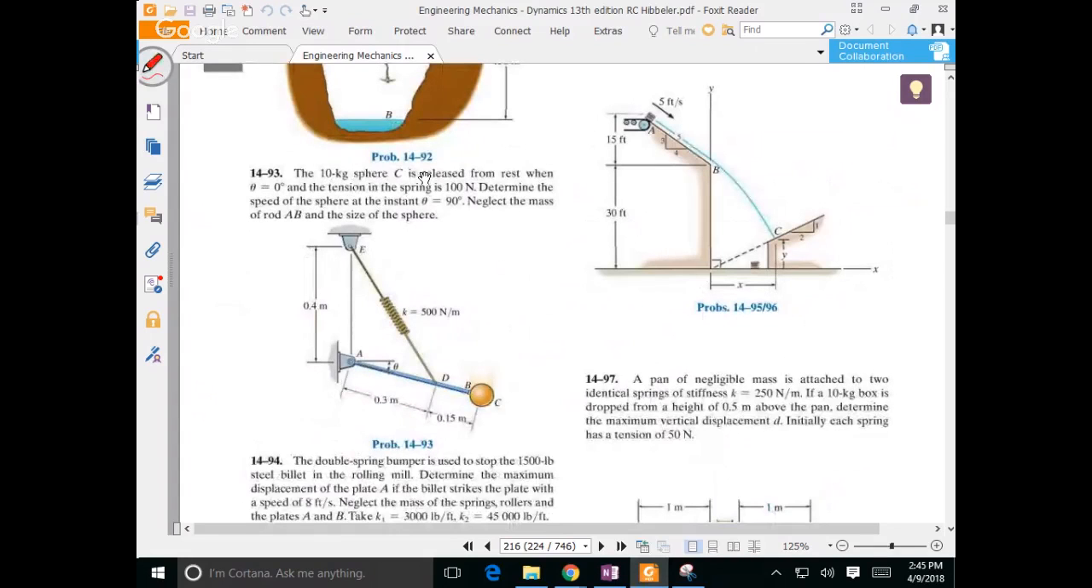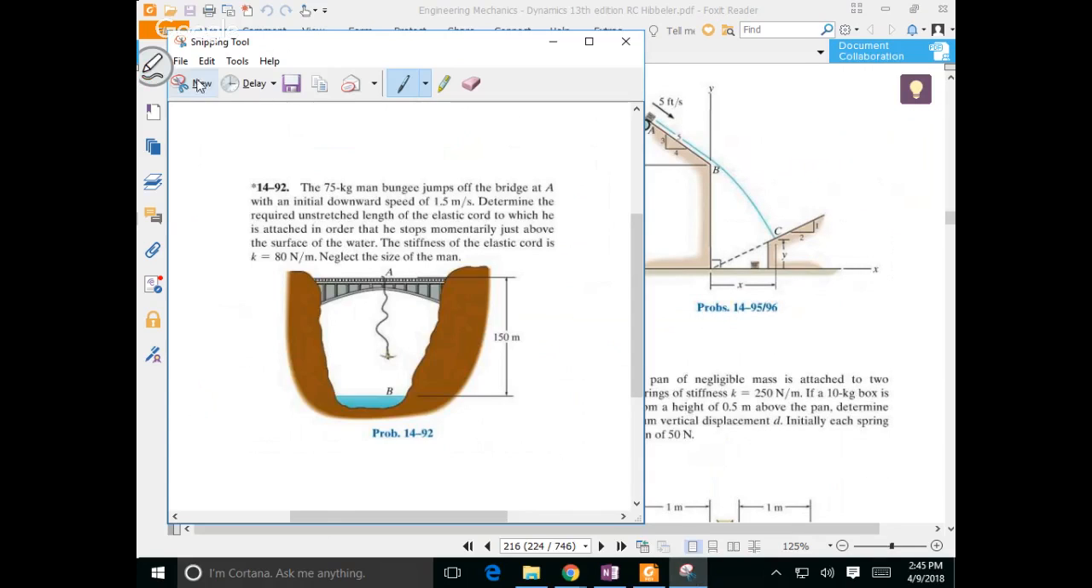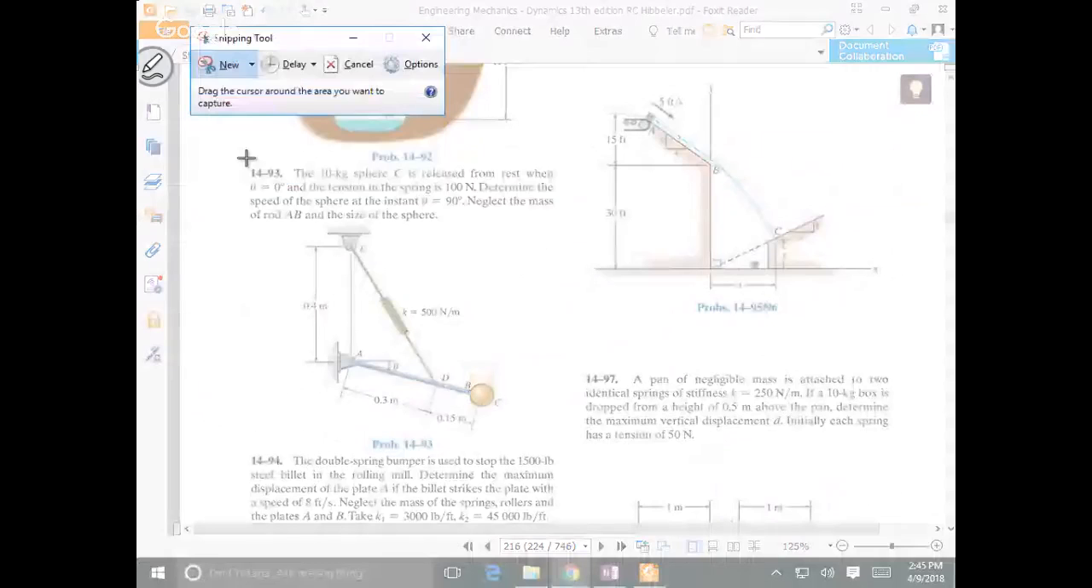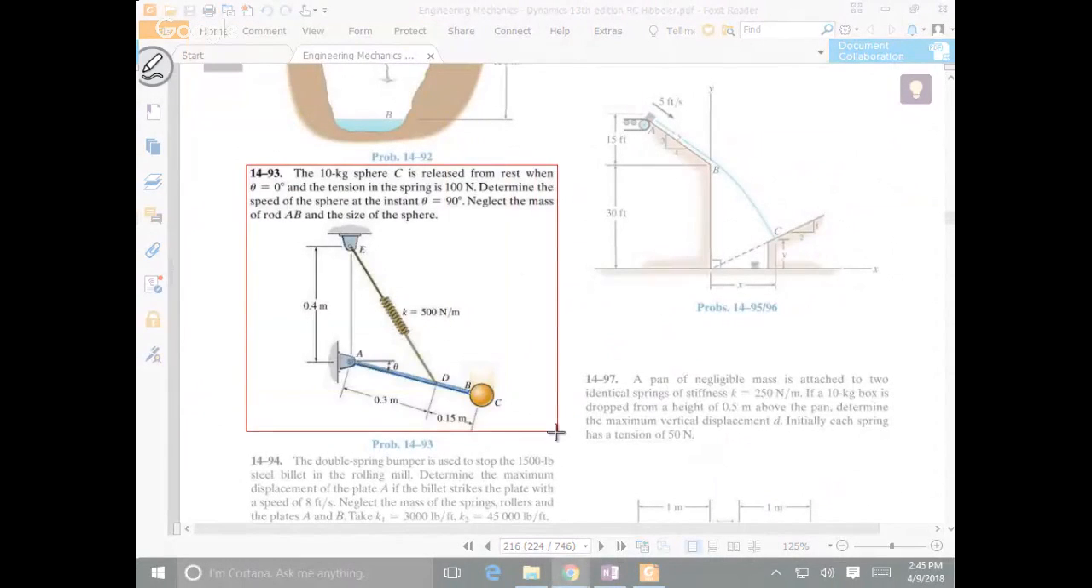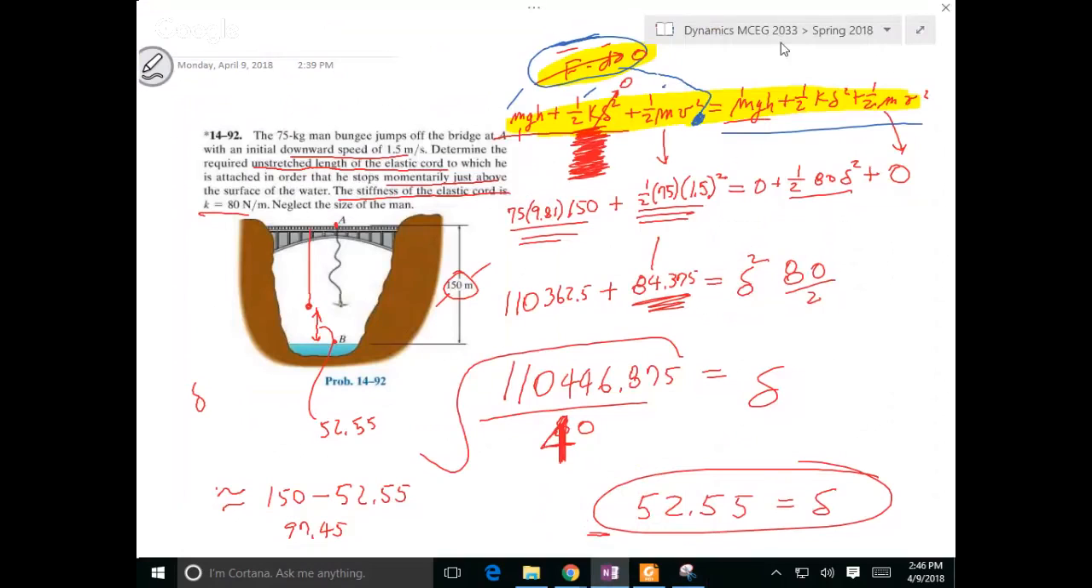So here's one. A 10 kilogram sphere is released from rest when theta is equal to 0. The tension of the spring is 100 newtons. Determine the speed of the sphere, neglecting the mass of the rod and the size of the sphere. Okay, so that's a tricky one. Tricky, but not terrible. There are little verbiages you have to pick up on. Here, let's add a page.